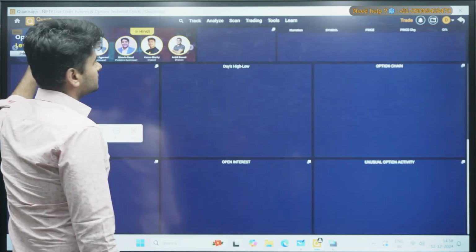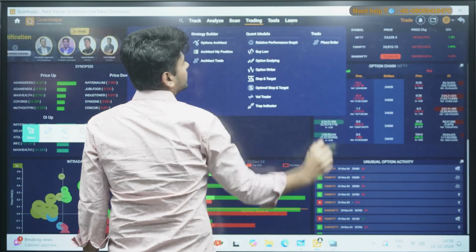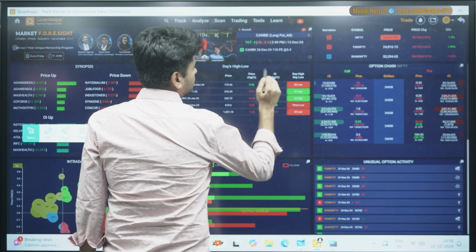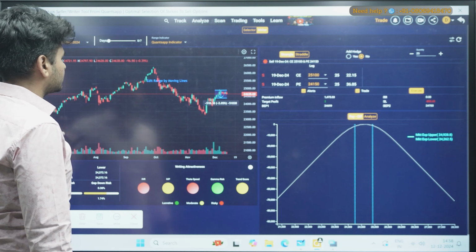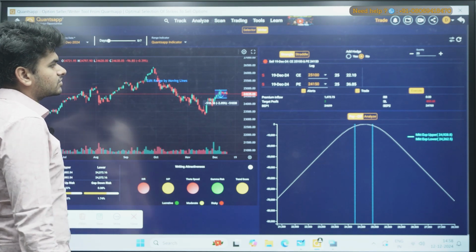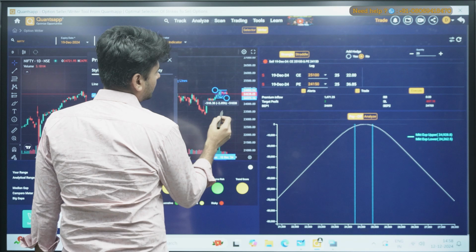Now what we'll do is we'll just try to simply create a straddle or a strangle. So I'll go on the trading, and I'll go on the option writer. As you can see, Nifty is already added. So what we'll do is we'll just identify the upper bound and the lower bound here.